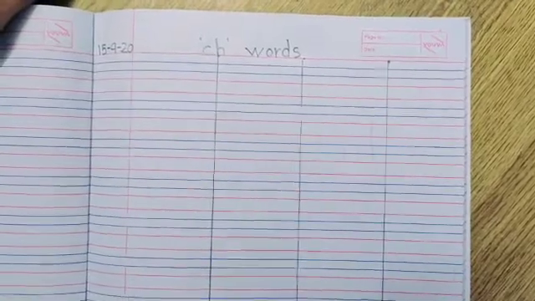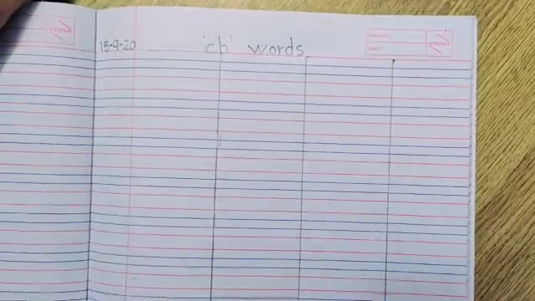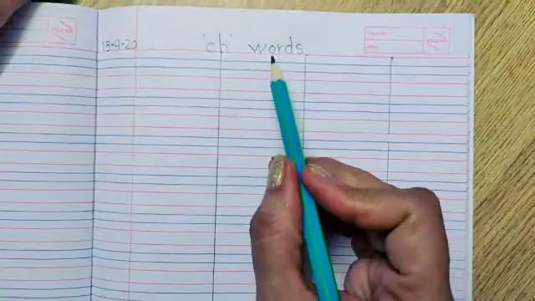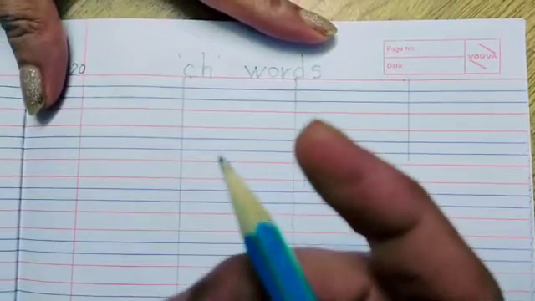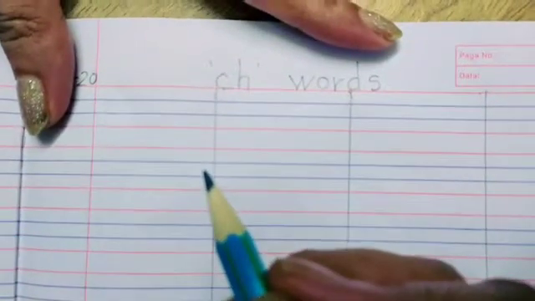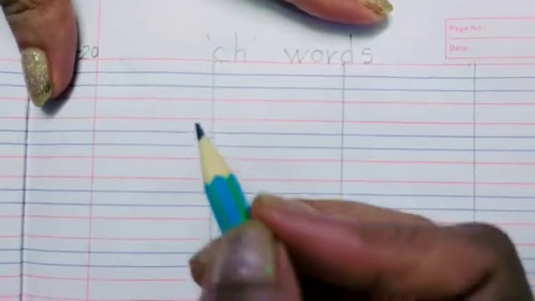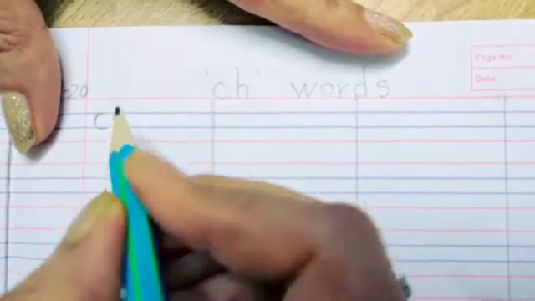So children, are you ready? Please make sure you write along with me. Let's start writing the CH words. The first word to be written is chair, which has to be written close to the margin. Chair, chair. CHAIR, chair. Blue line to blue line curve, C.